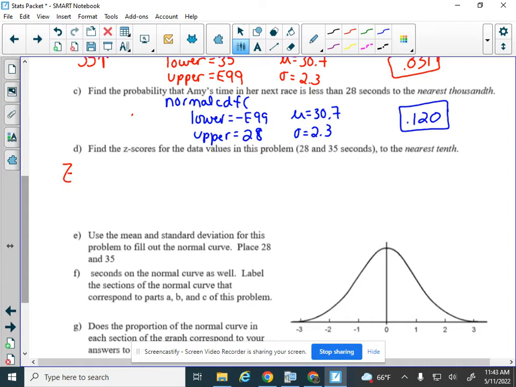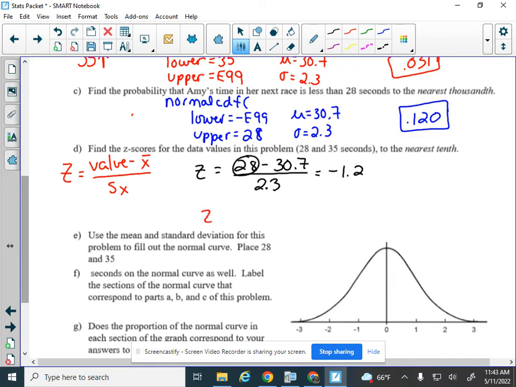Just as a reminder, a z-score takes a value, finds out how far it is from the mean, and divides by the standard deviation. So the z-score for the 28 from our first problem, it comes up actually twice, in the first and third, is 28 minus the mean, so 28 minus 30.7, over the standard deviation of 2.3. That comes out to negative 1.2 for that z-score. So that's the z-score for 28.